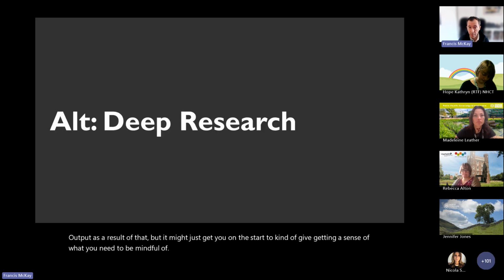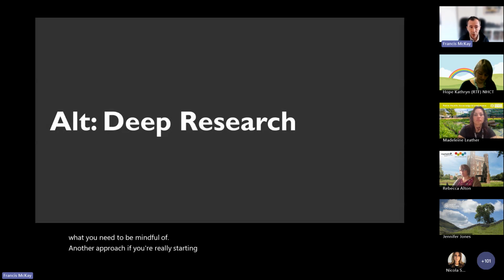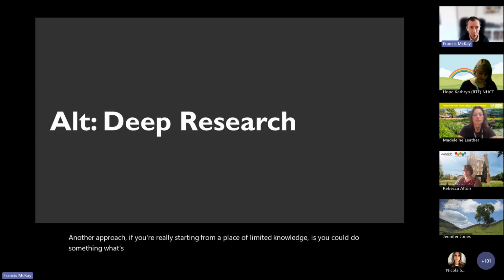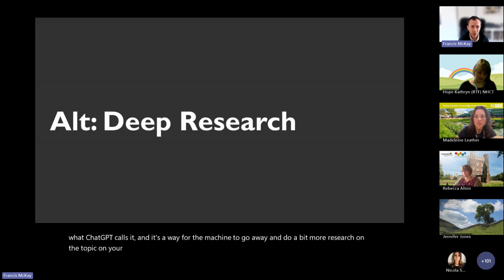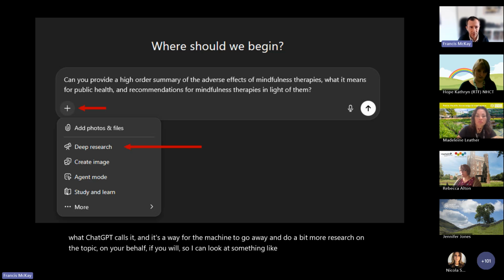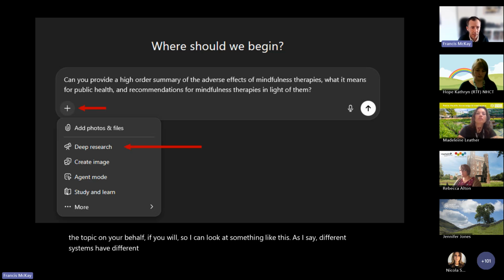Another approach, if you're really starting from a place of limited knowledge, is you could do something called deep research. The different systems have different names for this. This is what ChatGPT calls it. And it's a way for the machine to go away and do a bit more research on the topic on your behalf, if you will. So it can look like something like this. As I said, different systems have different ones. This is ChatGPT. There's a special button you can click in the bottom left to select for deep research.